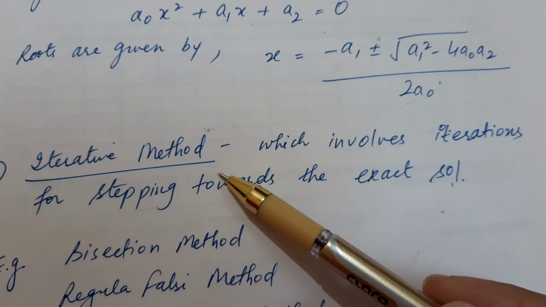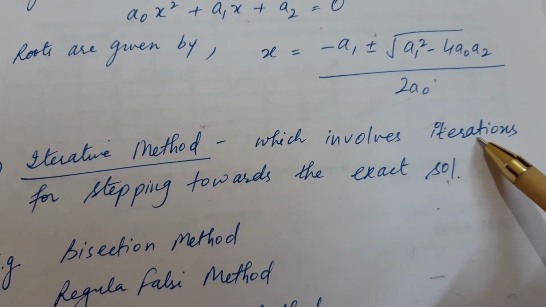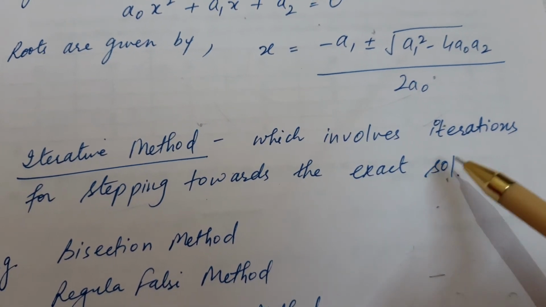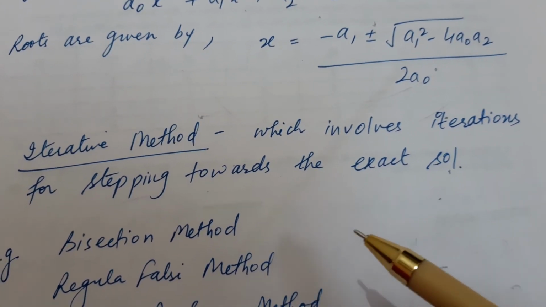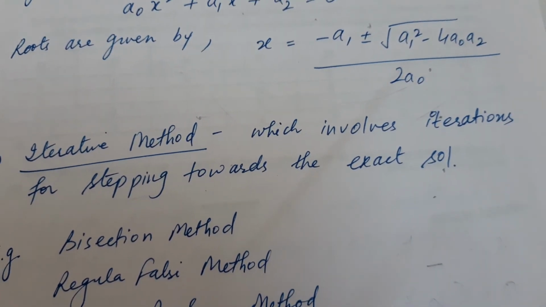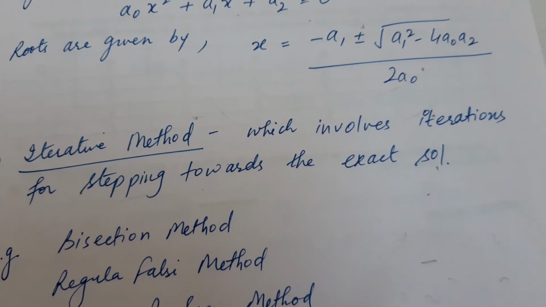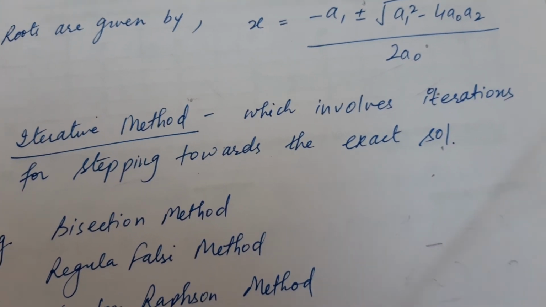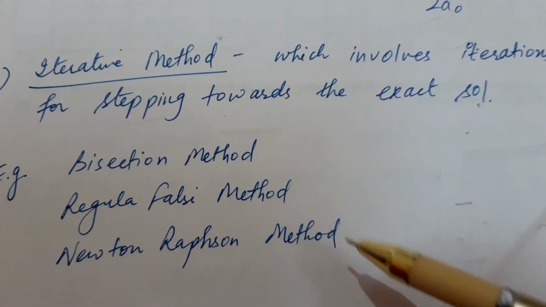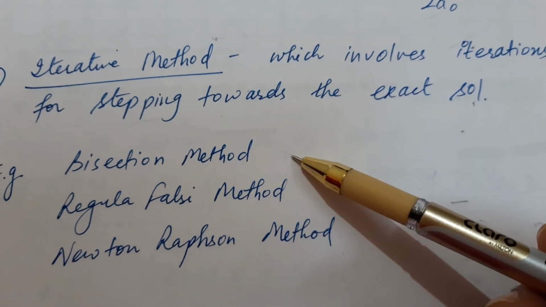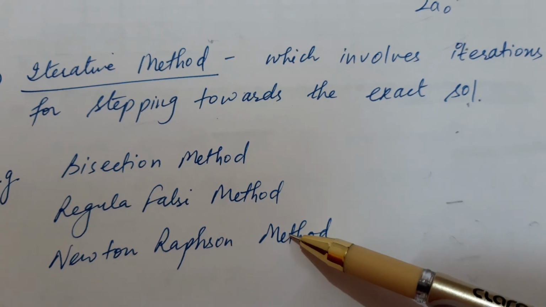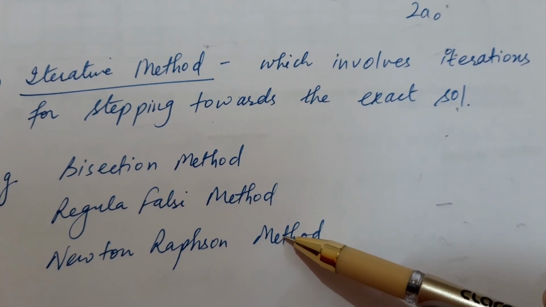But in case of iterative methods, that involves iterations for stepping towards the exact solution. Now you do one iteration, and from it you get some solution, then you take it and do the next iteration, then you will get another solution. So in this way you proceed in case of iterative methods. So these are the following methods which are used to solve non-linear equations. First one is the bisection method, then the regula falsi method, and then the Newton-Raphson method in case of numerical methods.